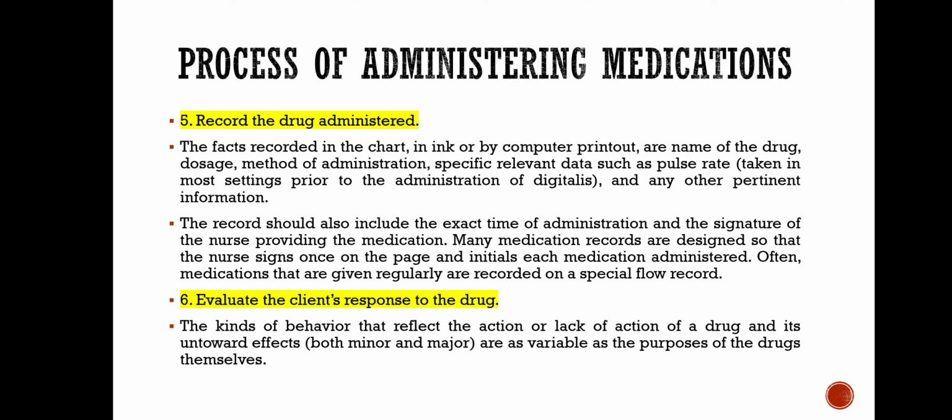The facts recorded in the chart in ink or by computer printout are the name of the drug, the dosage, the method of administration, the specific relevant data such as pulse rate taken in the most setting prior to the administration of digitalis and other pertinent information. The record should also include the exact time of administration and the signature of the nurse providing the medication.